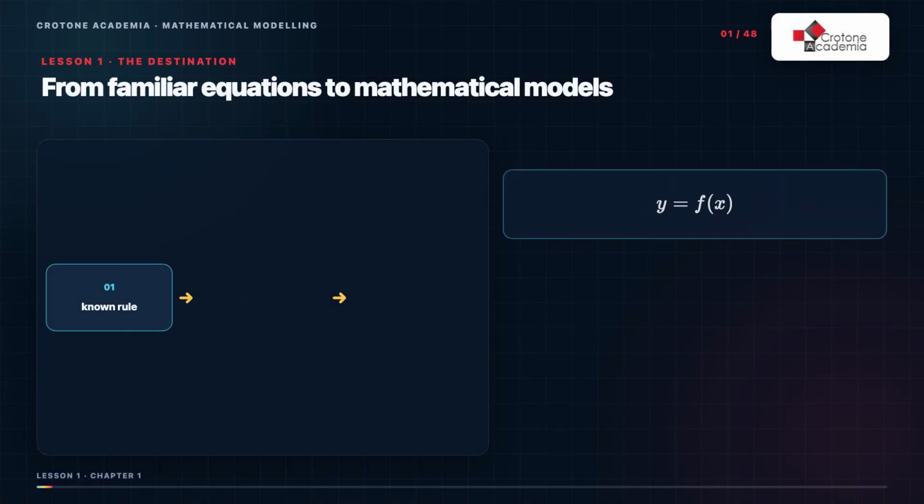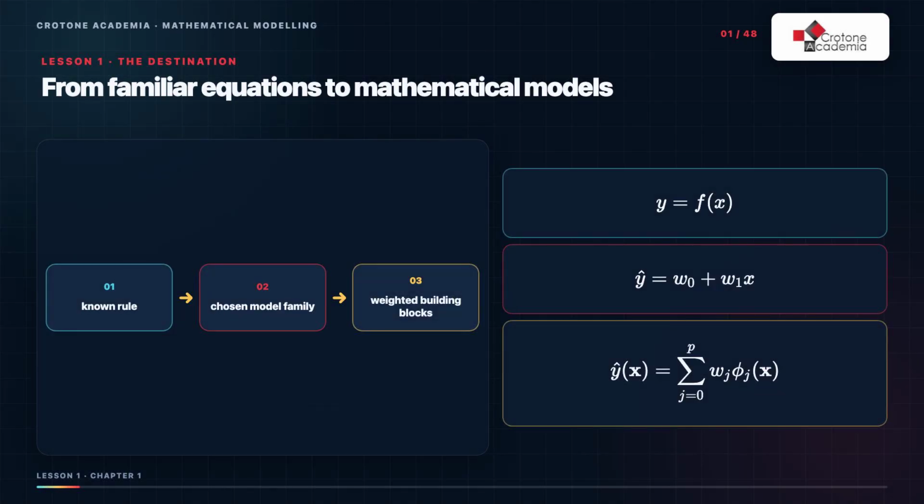Welcome to the first lesson in our mathematical modeling series. We will begin with equations that may already feel familiar and gradually develop a much more general way of thinking. When a relationship is known, an input can be placed into an equation and an output calculated. In practical modeling, however, the relationship is often unknown.